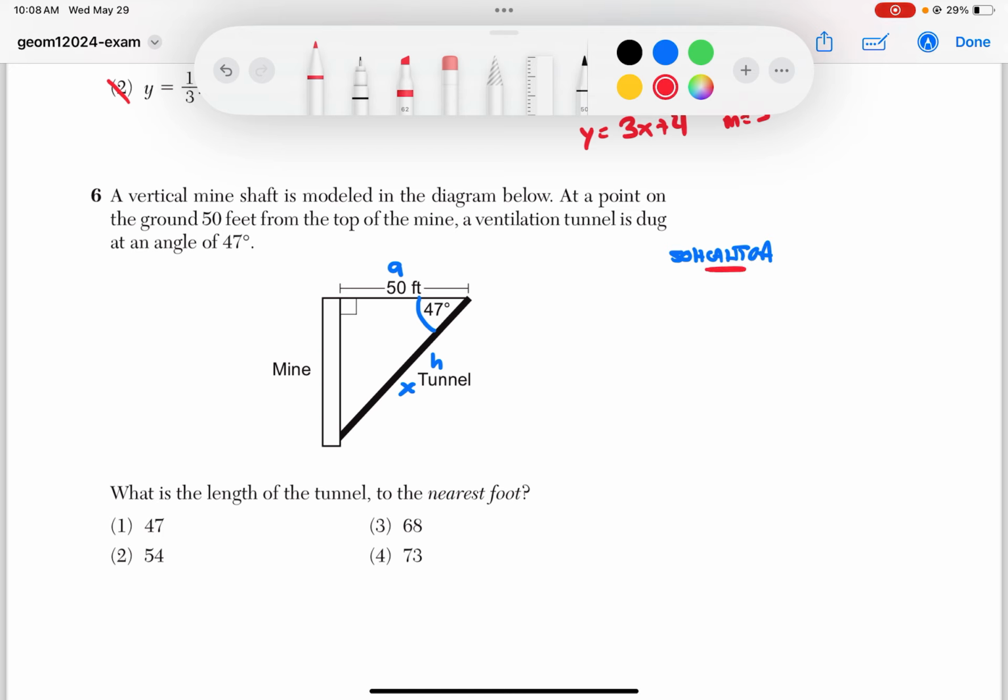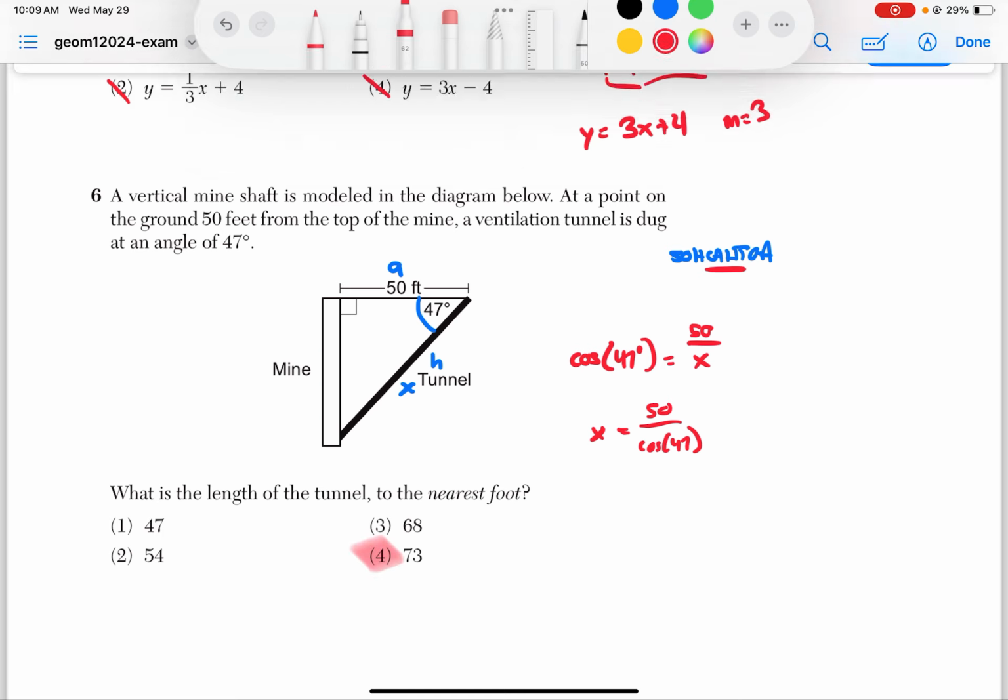adjacent and hypotenuse go with cosine. So I'm going to make a cosine function. The cosine of the reference angle, 47 degrees, equals adjacent over hypotenuse. Because my variable's in the denominator, you can cross multiply and then divide, and you'll get the same result. But we do have that little trick where the variable's in the denominator: the cosine and the variable just switch places. 50 over cosine of 47, and you will get 73.31, which rounds to 73 feet in the tunnel.